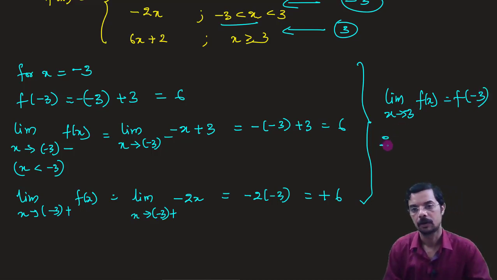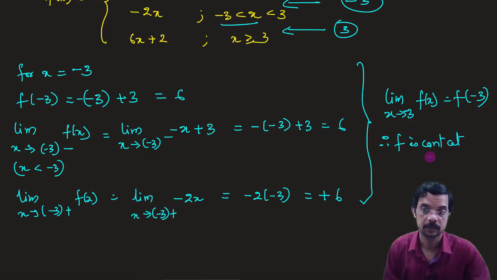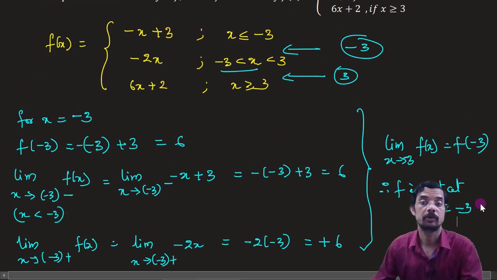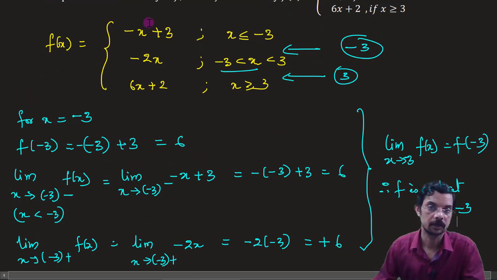So therefore f is continuous at x equal to minus 3. Even though the function is breaking, it is continuous at minus 3. Now we shall look at this portion where it breaks at 3.